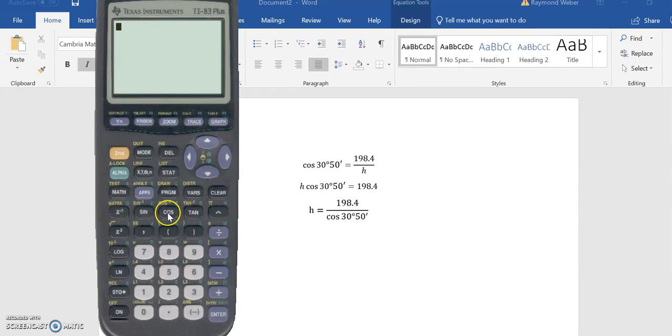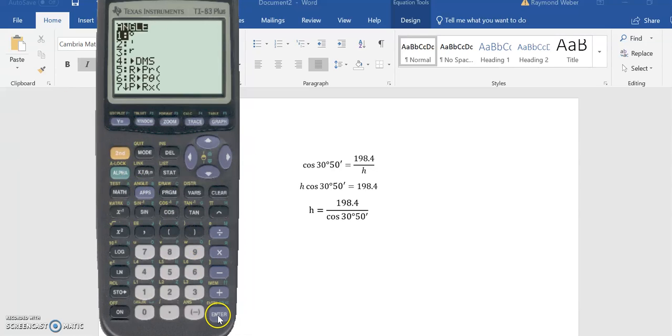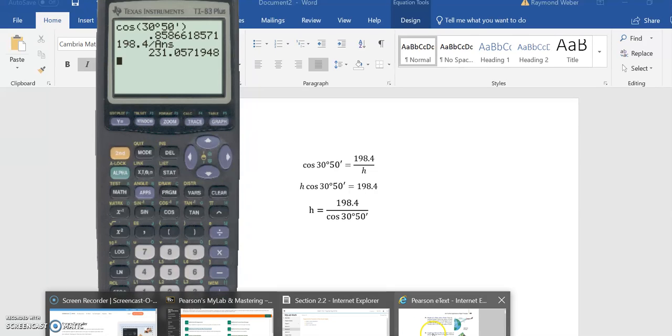So I'm going to do this in this order. I'm going to do the cosine of 30 degrees 50 minutes, and then I'm going to take this answer and do 198.4 divided by my second negative to get my answer, and I'm at 231.057. But I'm not going to write this down because my goal is that this is never going to leave my calculator. So now I'm going to go back and look at my picture a little bit more.